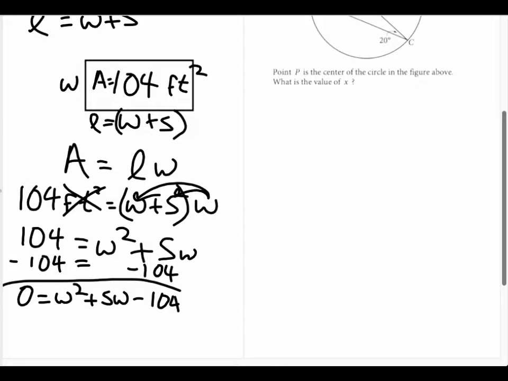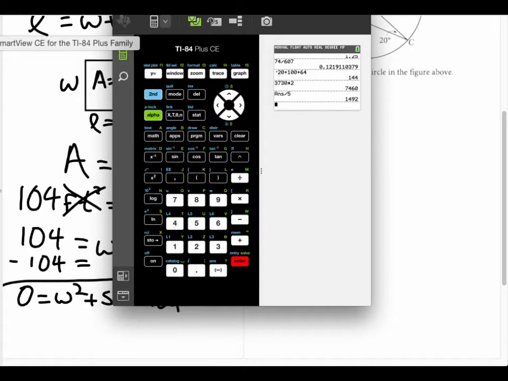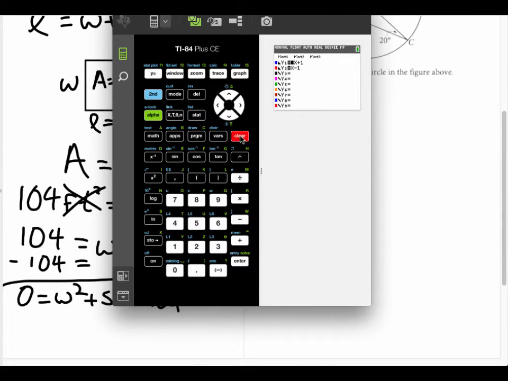Now, I'm going to do something a quick way. We could factor this. There are two terms that when I multiply them equal 104. But a quick way is just to graph this function on your calculator and then find the x-intercepts. That's how you find the 0. So I'm going to clear this out. I was doing some inequalities the other day, so I'm going to change this back to a line. Then I'm going to graph x squared plus 5x minus 104.